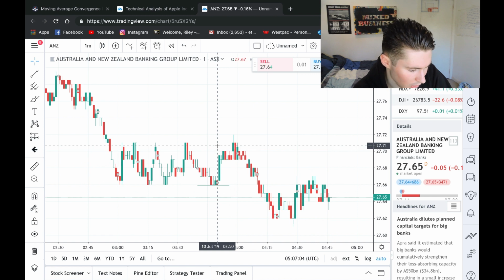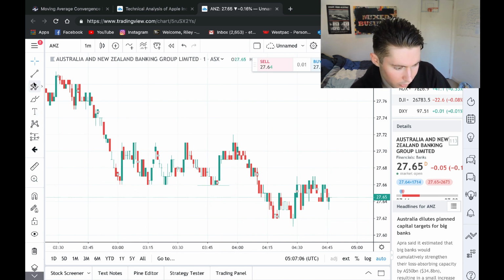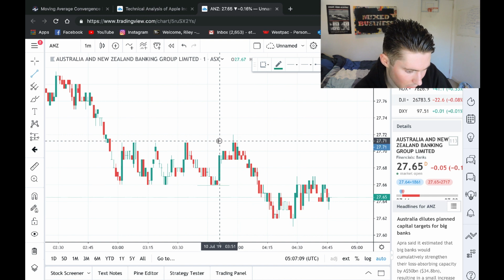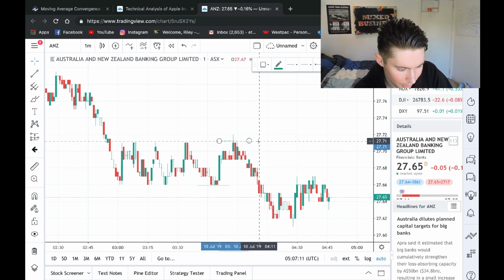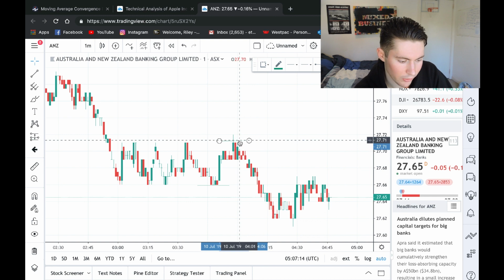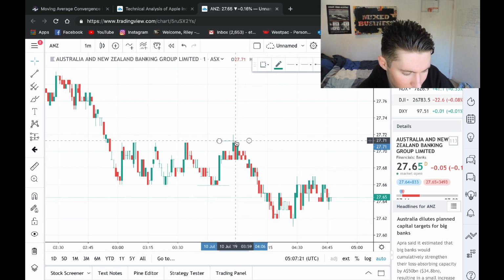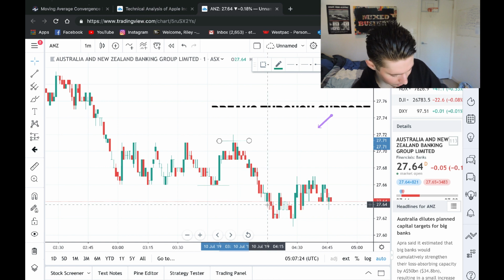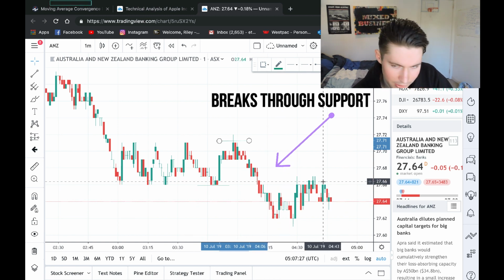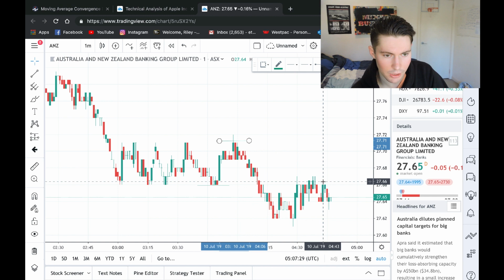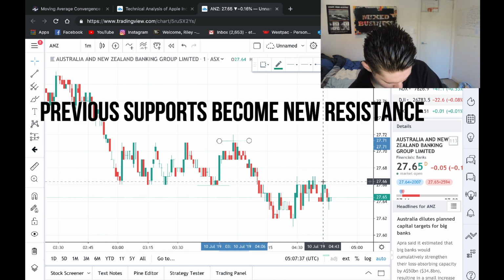And now over here, this is an example of resistance. So you can see when the share price starts climbing too high, it hits a certain point where there are too many people waiting to sell at that price. That is what you call resistance. So it'll hit that point and then it'll do a reversal and start going down. Maybe this isn't a great example, but one of the basic rules of technical analysis is that previous supports become new resistance and previous resistance becomes new support.